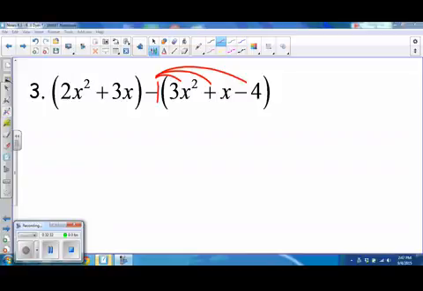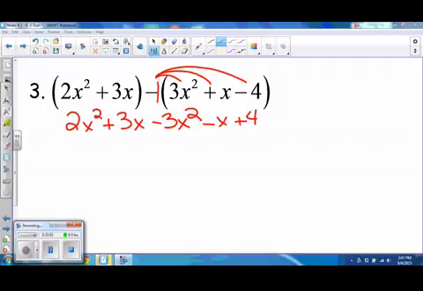So, we're going to rewrite this without the parentheses, but each one of these terms is going to change signs. So we have 2x squared plus 3x. Instead of a positive 3x squared, it's negative 3x squared. Instead of a positive x, it's negative x. And instead of a negative 4, it's positive 4. Okay? What do we do now? Combine like terms. Very good.